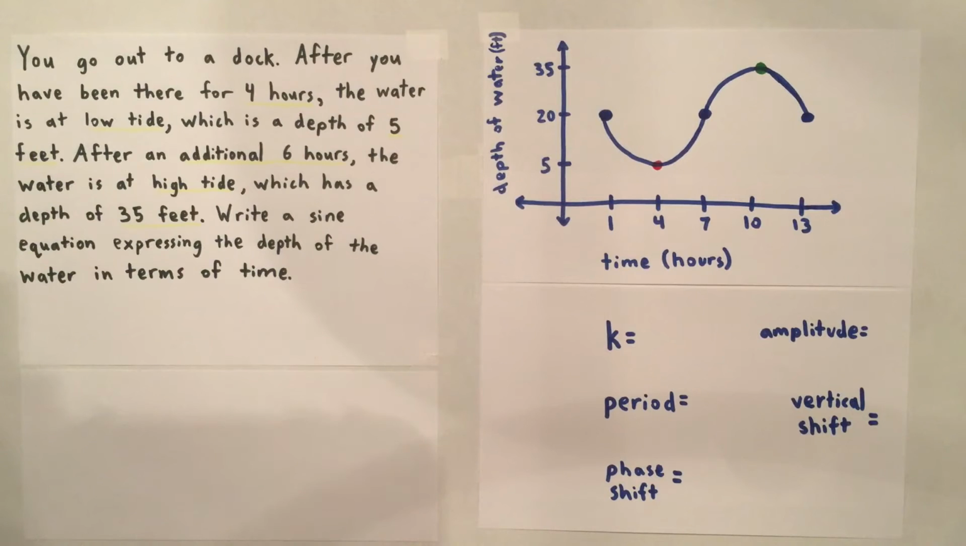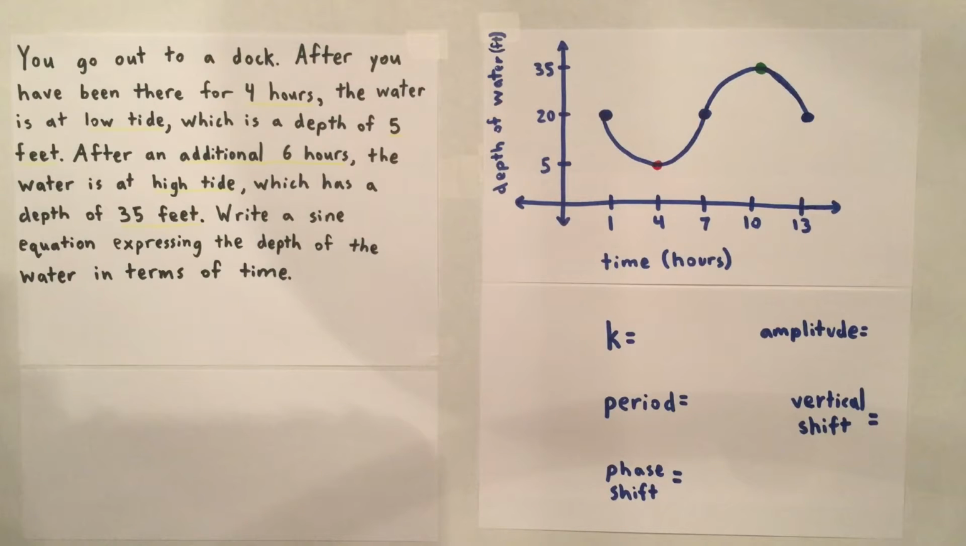Here's the problem. You go out to a dock. After you have been there for 4 hours, the water is at low tide, which is a depth of 5 feet. After an additional 6 hours, the water is at high tide, which has a depth of 35 feet. Write a sine equation expressing the depth of water in terms of time.